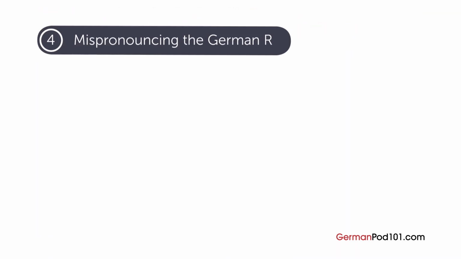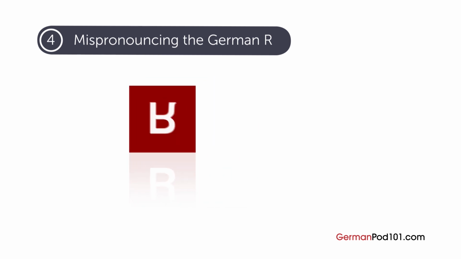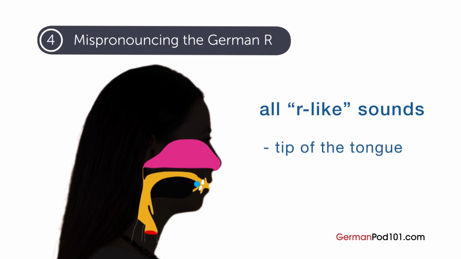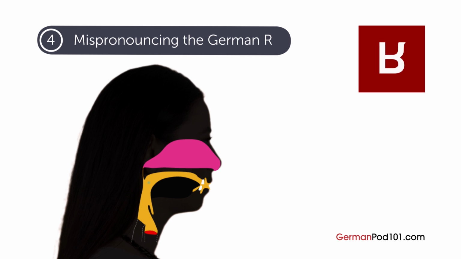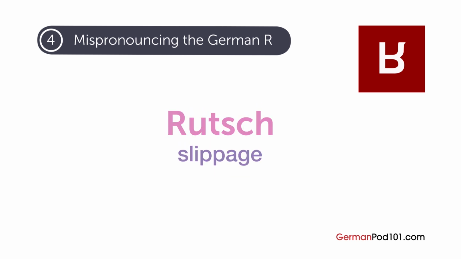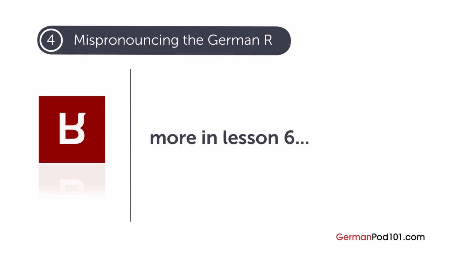Number 4, mispronouncing the German R. English speakers typically associate all R-like sounds with some manner of articulation using the tip of the tongue and somewhere in the front part of the mouth. The German R, however, actually comes from the throat using the back of the mouth. Listen to a few examples which use this letter. Rost, Rast, Rutsch. We'll take an in-depth look at pronouncing German R sounds in Lesson 6.